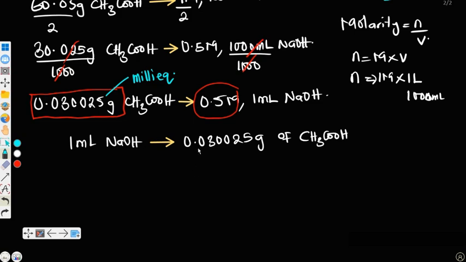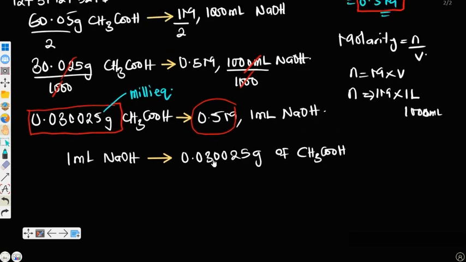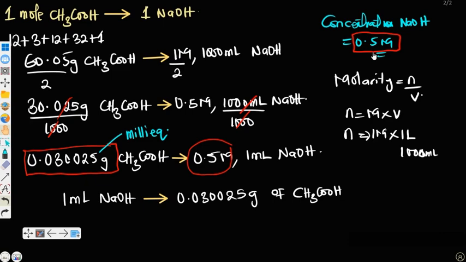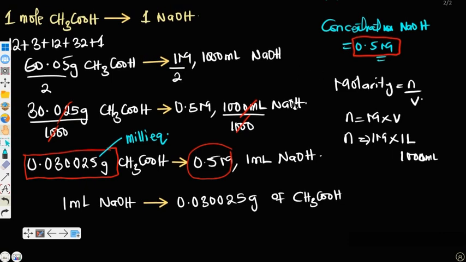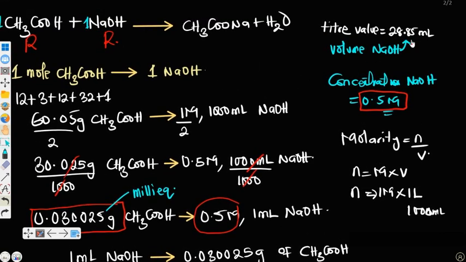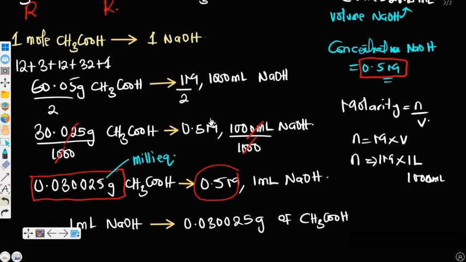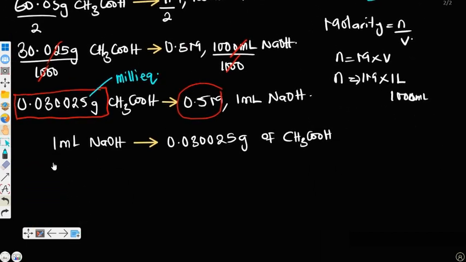We react with what? 0.03025 gram of acetic acid. Now, what was the titer value that you got for sodium hydroxide? The titer value was 28.85 ml. So you are now going to come here to get the amount. If 1 ml reacts with this, that means 28.85 ml of sodium hydroxide is going to react with what?